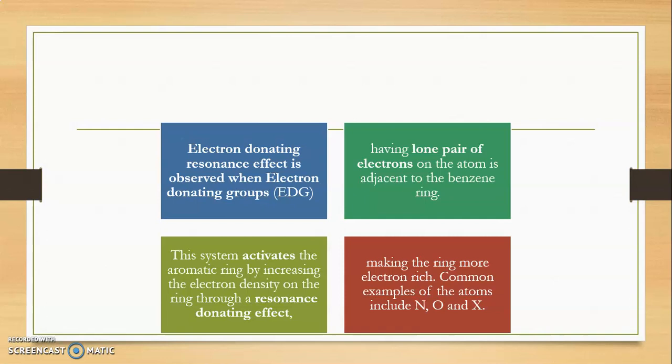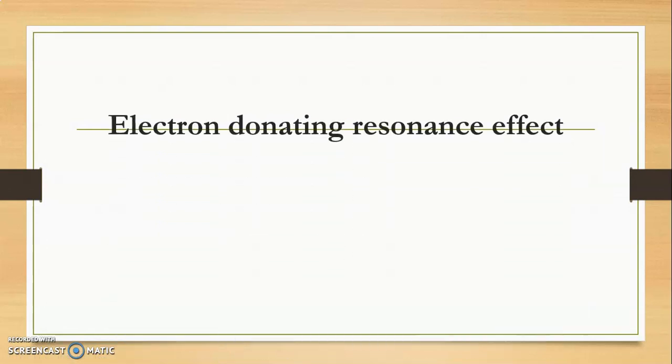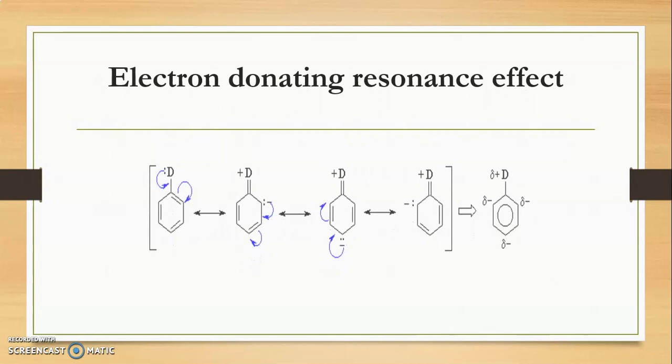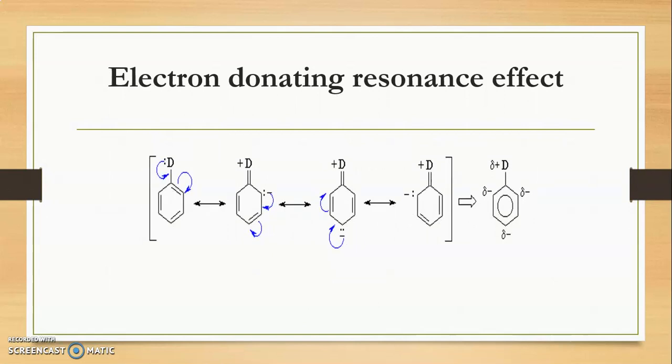But just remember over here, nitrogen and oxygen, if they are directly bound to the benzene ring, show two different types of effect. One is the electron withdrawing inductive effect, and the other one is the electron donating resonance effect. One is withdrawing, the other one is donating. First we will discuss the electron donating resonance effect.